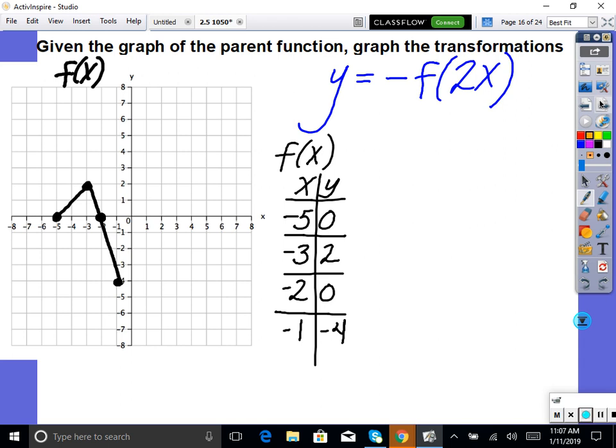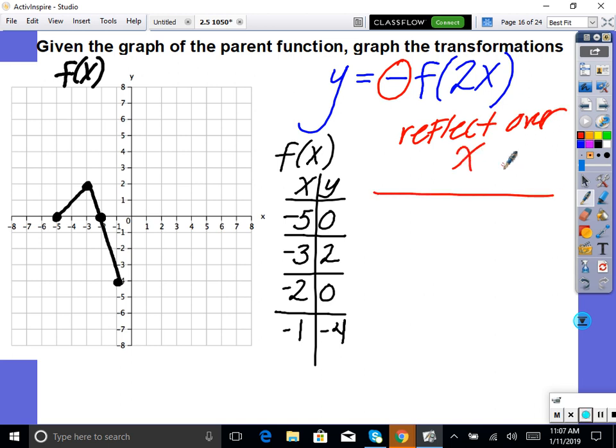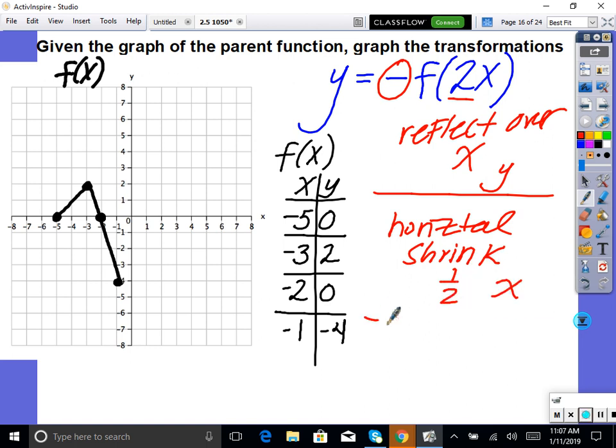Hey, last one, a reflection over x, correct? That's a y shift. And then this is a horizontal shrink of 1/2. Guess what? That affects your x values, doesn't it? Horizontal. So you're going to take your x values, times them by 1/2. Then after that, a reflection over the y. So then after that, can't I times them by -1? Times by -1. So technically, let's just times it by -1/2. And then there's your new points.